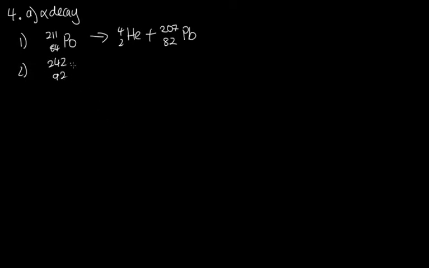uranium 242, 92. When we do that, we get an alpha particle released, and then our atomic number is going to be 92 minus 2, so that's 90. Our mass number will be 242 minus 4, so that gives us 238. And then we look up what element number 90 is, and element number 90 is thorium. So that's helium plus thorium.